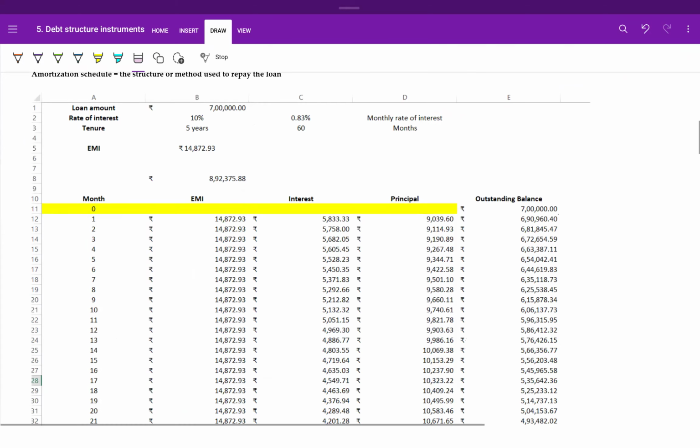So if you see here, now the interest is actually declining. Interest is declining because now the outstanding balance is declining. This means our risk is actually declining. That's why the interest component is reducing. So this is what the clause is.